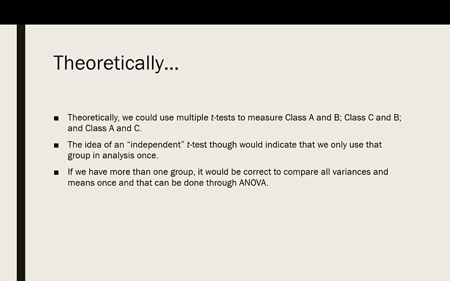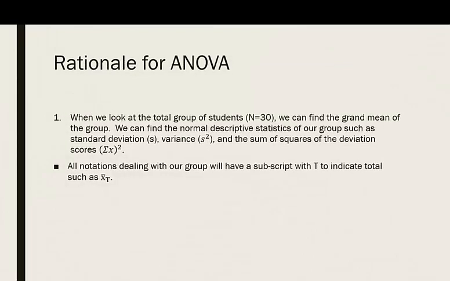If we have more than one group, it would be correct to compare all variances and means once, and that can be done through analysis of variance. Okay, so instead of doing those separate independent t-tests, we're going to do everything at once. And theoretically, that would be the best way to go, and so that's what we're looking at. So I want to give you some rationale for why we would use an ANOVA, okay? And this is going to give us some of the background here.